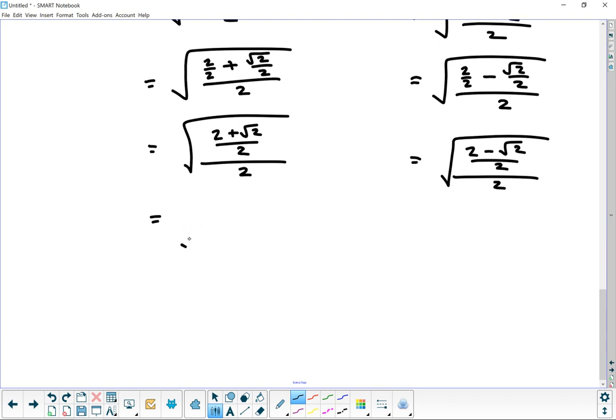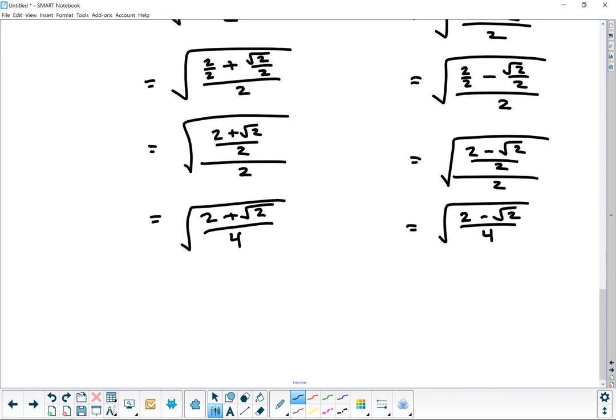So I will essentially have radical 2 plus radical 2 over 4. And this one I will have radical 2 minus radical 2 over 4, which is just going to give me a 2 at the bottom. So my final answer: radical 2 plus radical 2 over 2, and radical 2 minus radical 2 over 2.